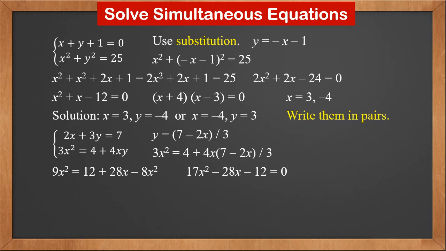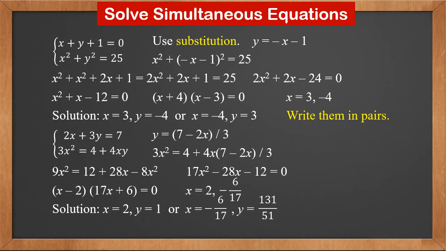We get 9x squared equals 12 plus 28x minus 8x squared. This is 17x squared minus 28x minus 12 equals 0. Factorize it. We have x minus 2 times 17x plus 6 is 0. Therefore, x is 2 or minus 6 over 17. Substitute x back into y equals 7 minus 2x over 3. We get the solution as x equals 2 and y equals 1, or x equals minus 6 over 17 and y equals 131 over 51.